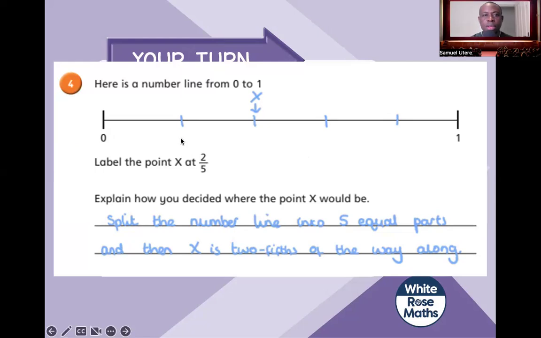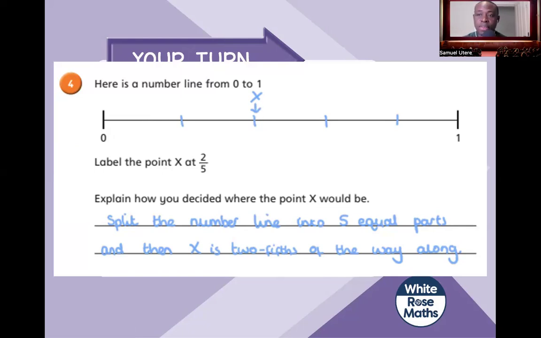Of course, you would need to split the number line into 5 intervals because you want to show fifths. And you need 4 bars to do that. 4 bars splits the line into 5 equal parts. Now, that's the explanation here. So 2/5 will be there.